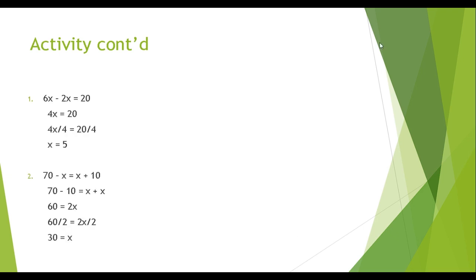Next one, 6x minus 2x equals 20. So this is very straightforward. We're just going to simplify, and that will leave us with 4x equal 20. So that's 4x divided by 4 is equal to 20 divided by 4. Whatever you do to one side, you do to the other side, and that leaves us with x equal 5.